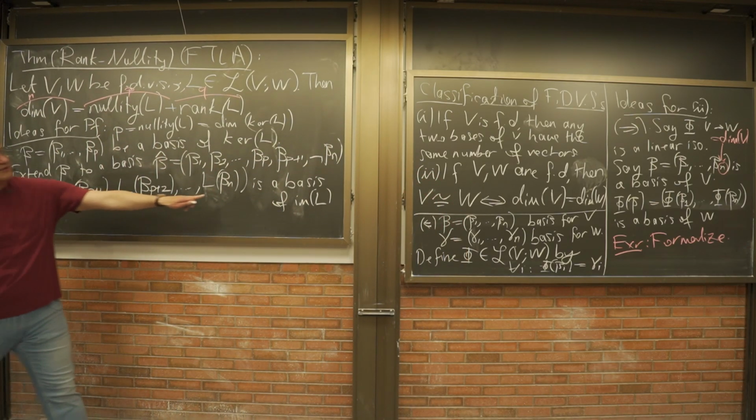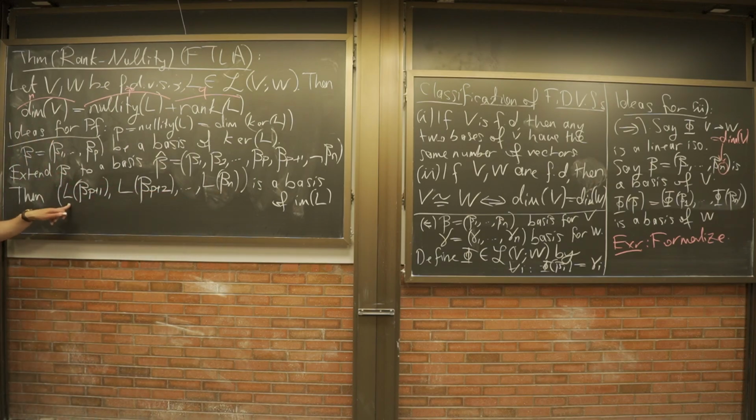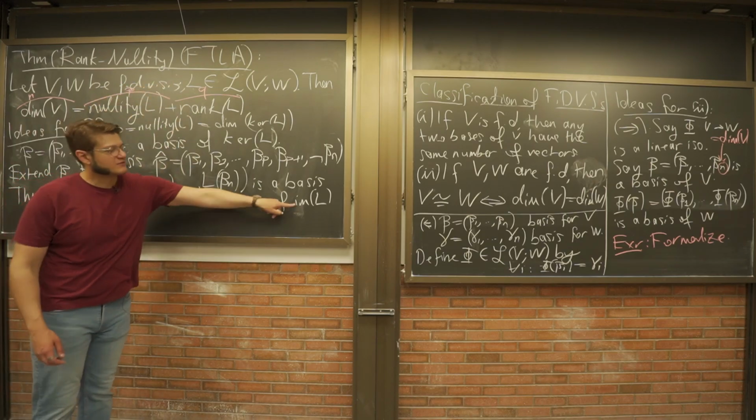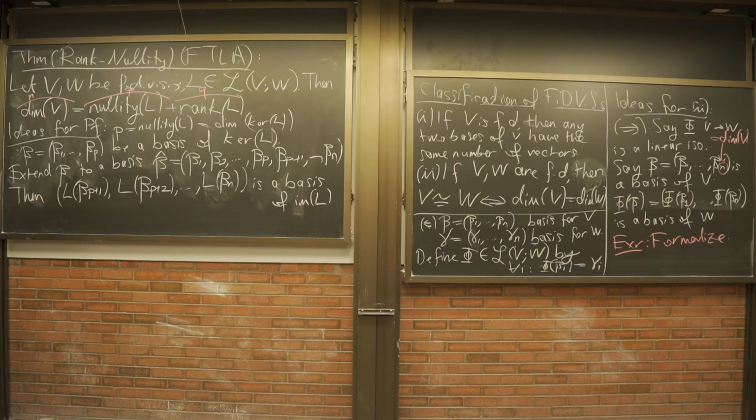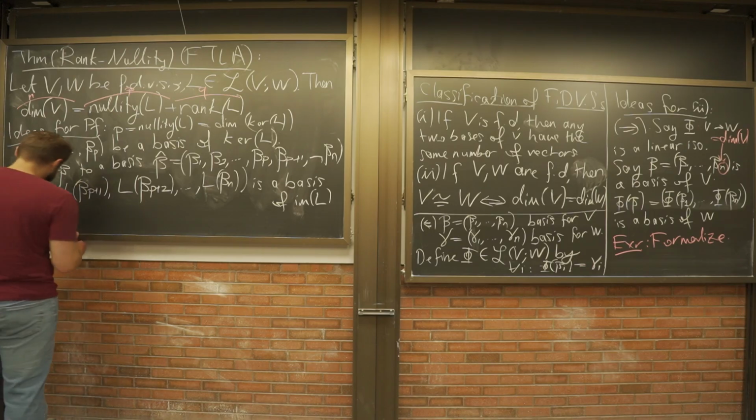And so there are exactly n minus p vectors here, that is to say q vectors, which means that the rank has to be q, which is by definition n minus p. Again, I'm going to leave it to you to formalize.